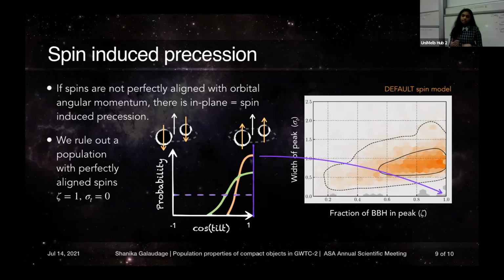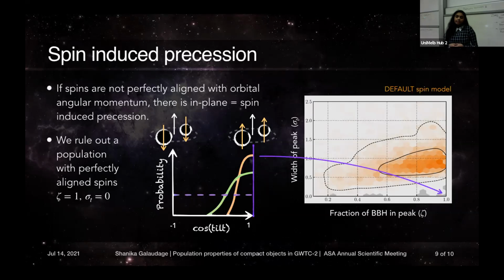And we can see that the orange distribution is excluding that region, which seems to suggest that we do have support for having in-plane spin components and thus support for spin-induced precession. So this was one of the highlights from these results.